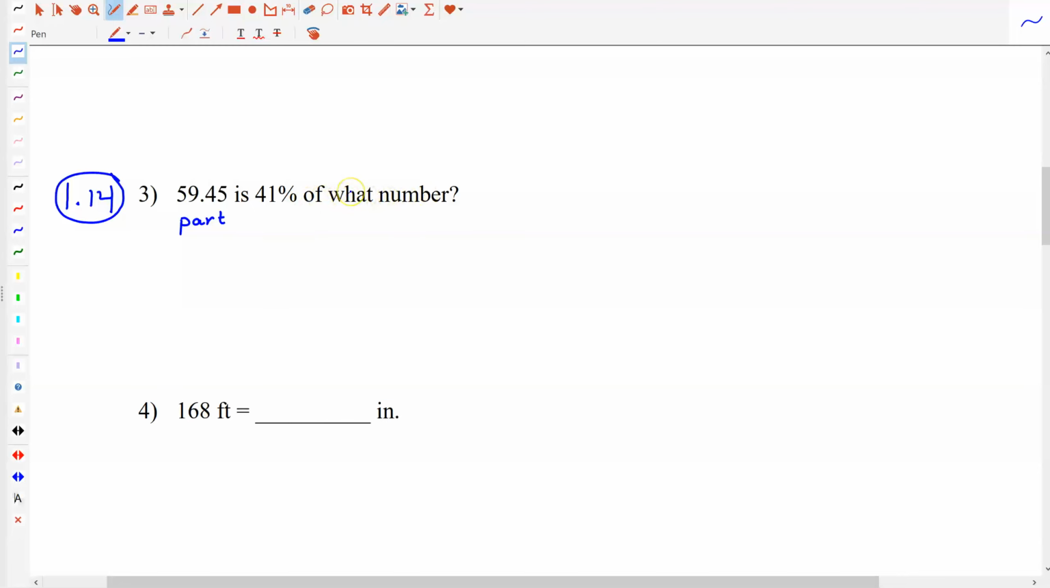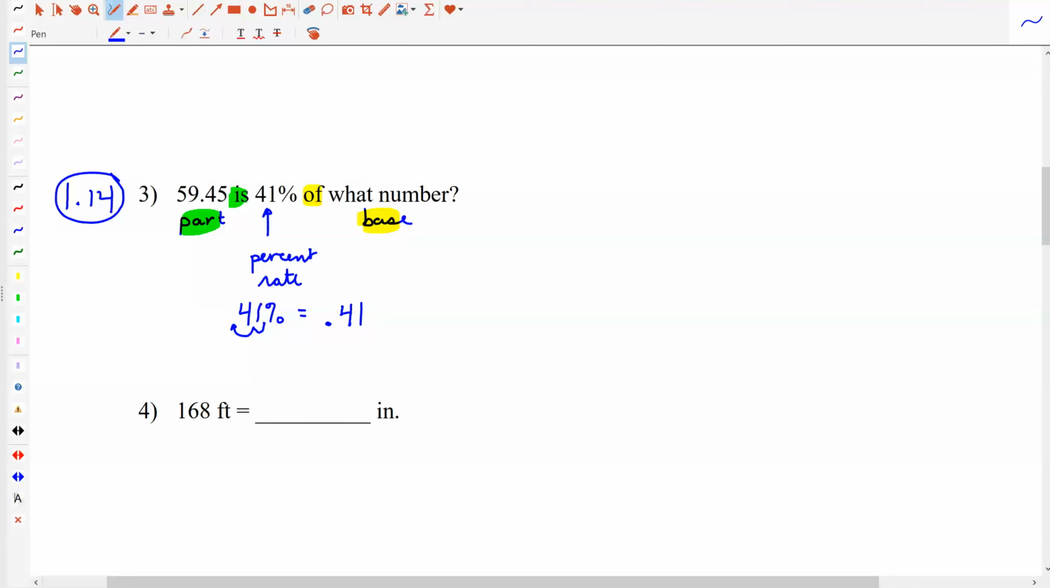The what number is your base or your whole, and those are usually next to the word of. Okay, so again, that's not always going to be the case, but a good rule of thumb. And the 41% is obviously my percent, which is also sometimes called the rate. When we work with it inside of equations, we are going to express this percent in its decimal form. So to convert a percent to a decimal, you're going to move the decimal point left 2 spots and then drop your percent sign. So 41% as a decimal would be 0.41.